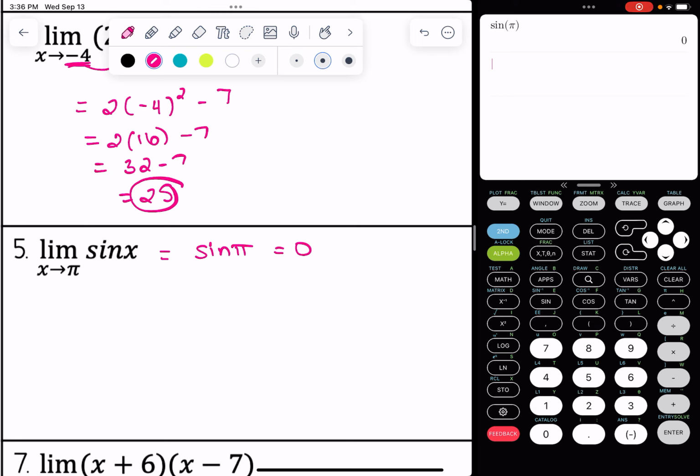If we don't have our calculator, we can use our unit circle to help us find that value. So pi is over here. And when you have a coordinate on the unit circle, the x value is the cosine of that angle. The y value is the sine. So we can see the y value at pi is 0, and therefore the sine of pi is 0.